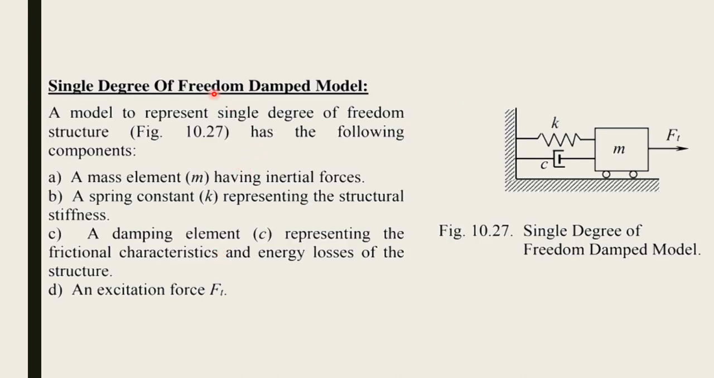Single degree of freedom damped model. Here is a single degree of freedom model, with only one mass and one stiffness, and damping is shown in the model just like a hydraulic shock absorber, C. A model to represent a single degree of freedom structure has the following components: a mass having inertial force; a spring constant representing the structural stiffness or the elastic restoring force; a damping element representing the frictional characteristics and energy losses of the structure; and Fd, an external excitation force.